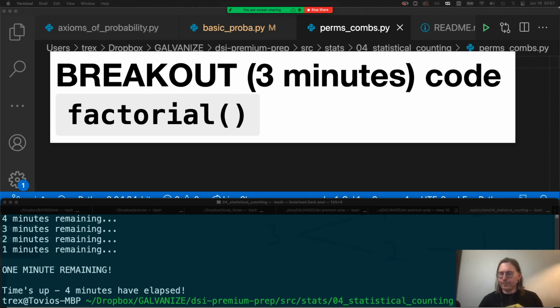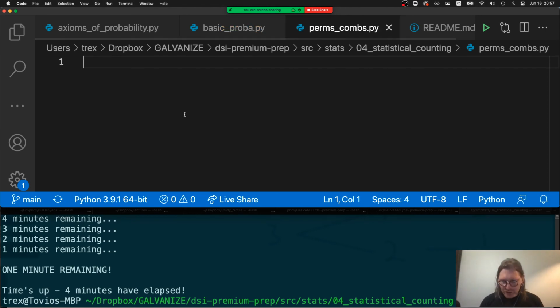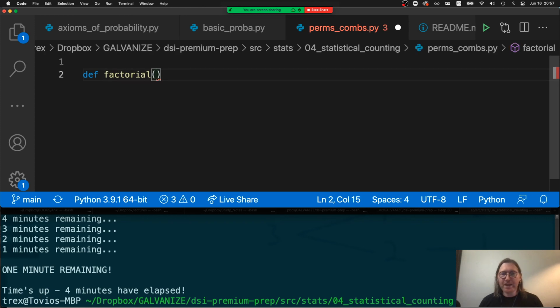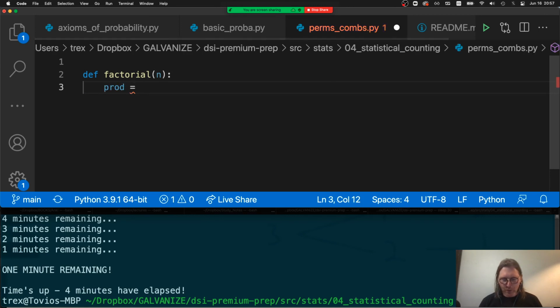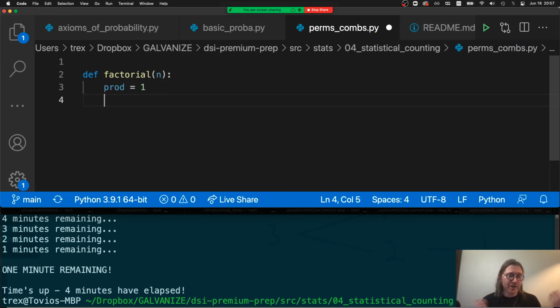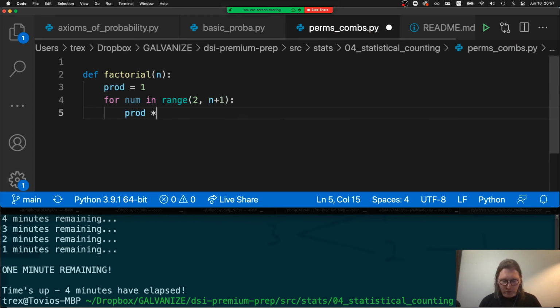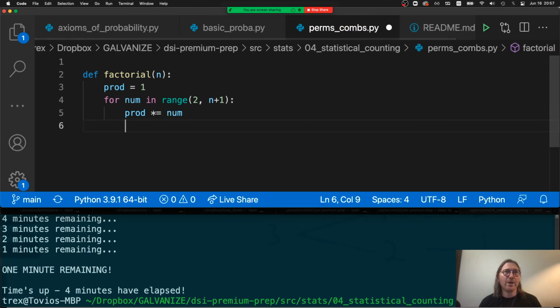Okay, so this is one of those functions that, like I said, should be a pretty instant function to write. So factorial n, I'm going to start with a product of 1. I can't start with 0 because 0 will just zero everything out. So I'll say for num in range, I can start at 2. I don't need to start at 1 because anything times 1 is just itself anyway. I can go from 2 to n plus 1, and I can increment the product accordingly by num.